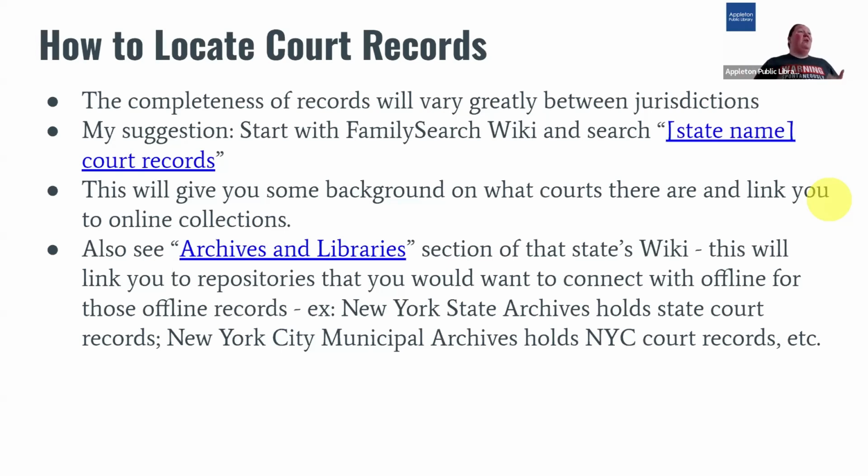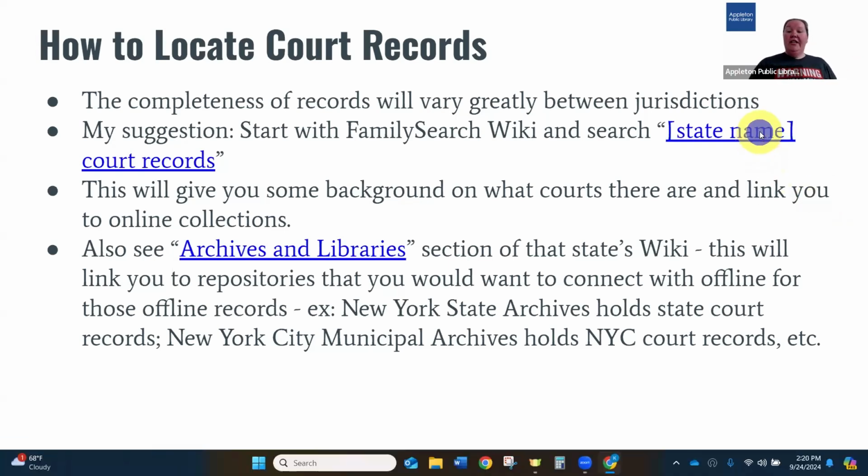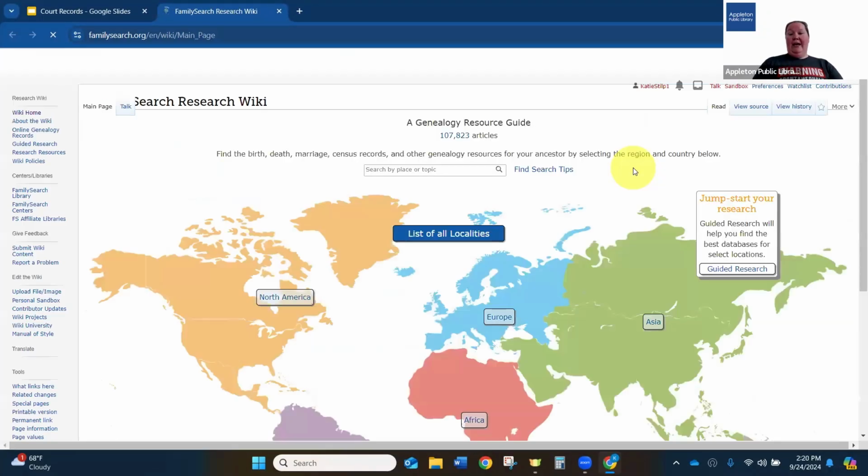Again, the completeness of what is going to be in those records is going to vary depending on the different jurisdictions. Again, I always suggest that you start with the FamilySearch Wiki, put in that state name, put in court records just like we did earlier. So again, you'd go to the FamilySearch Wiki and you'd put in that various state's name.